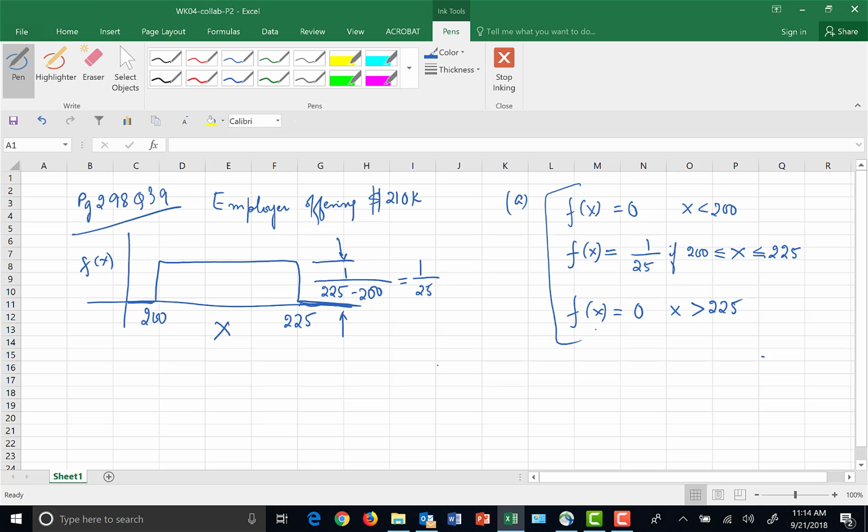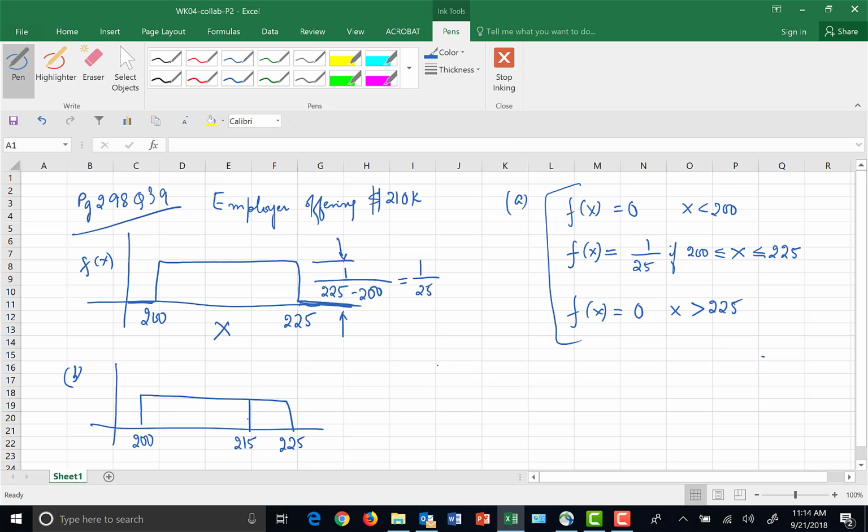So this is the answer to part A. Now part B says, if she leaves it on the market for another month, what is the probability that she will get at least $215,000? So again, if you draw the picture, we know that there is a uniform probability from 200 to 225. Okay, so let's say this is 215.